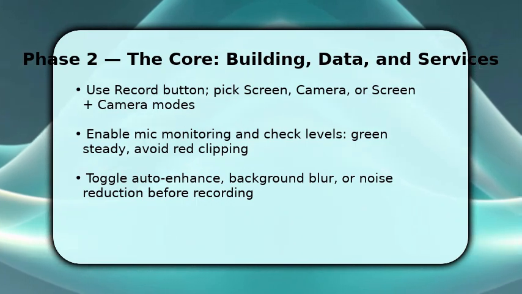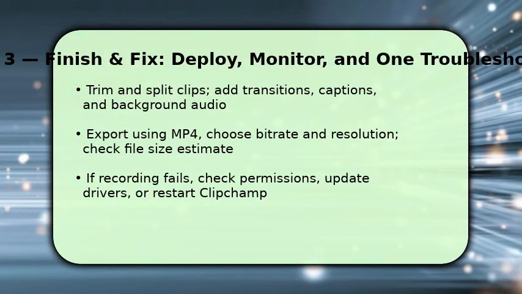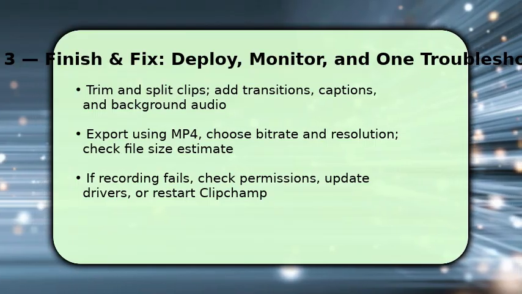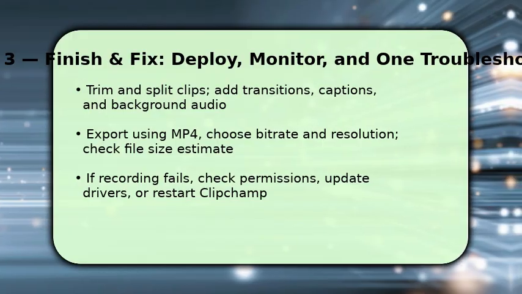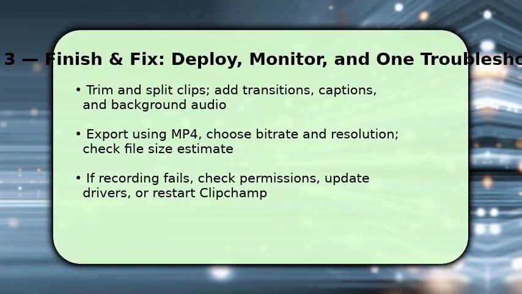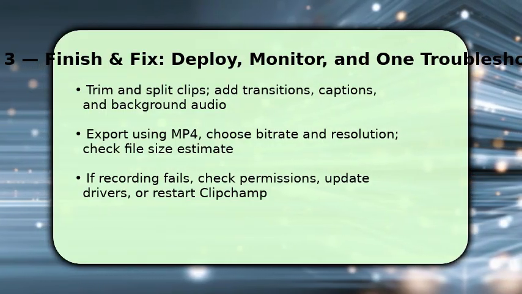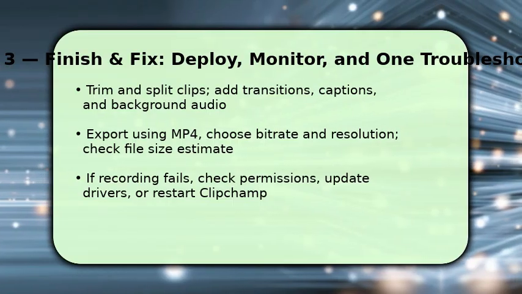Finish by trimming and splitting your recording on the timeline, then add transitions, captions, and background music to improve flow and accessibility. When ready, export as MP4 and choose resolution and bitrate to balance quality and file size. Clipchamp shows an estimate so you can adjust.